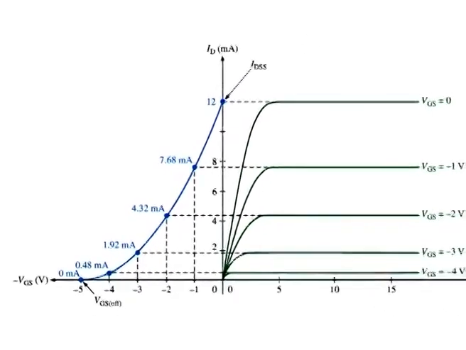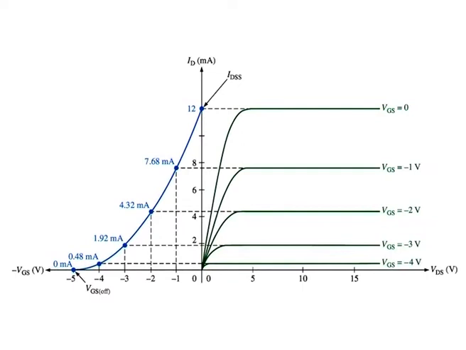A JFET transfer characteristic curve is expressed approximately as ID is approximately equal to IDSS times (1 minus VGS over VGS off) whole square. With this equation, ID can be determined for any VGS if VGS off and IDSS are known. These quantities are usually available from the data sheet for a given JFET.